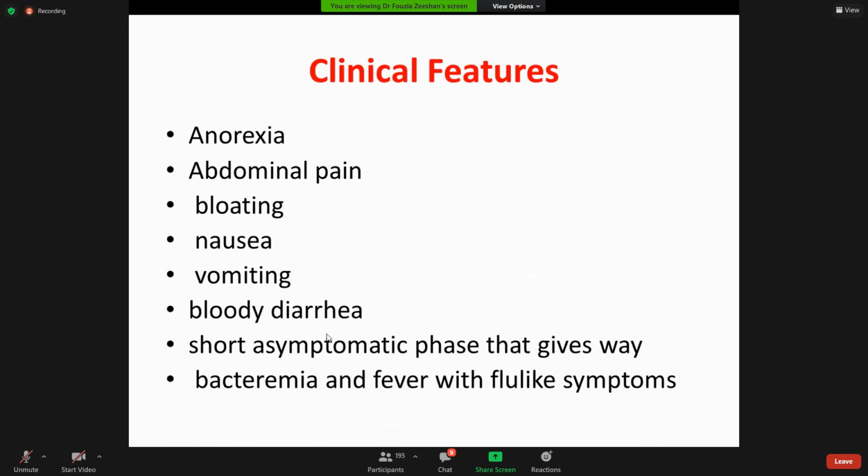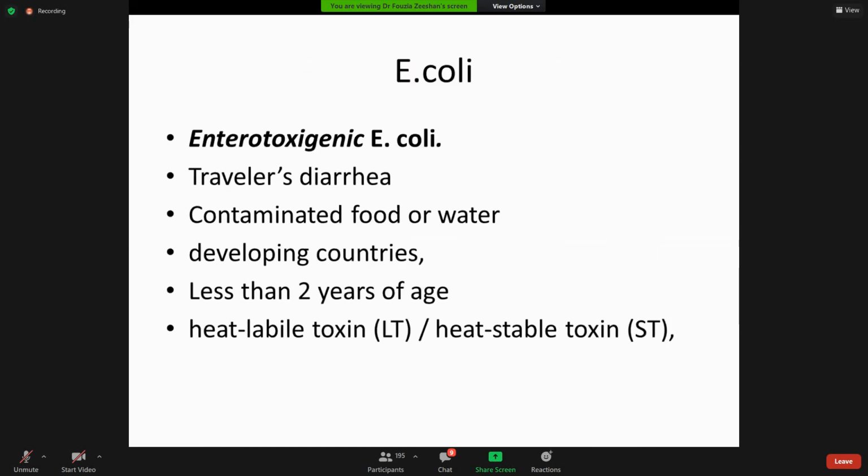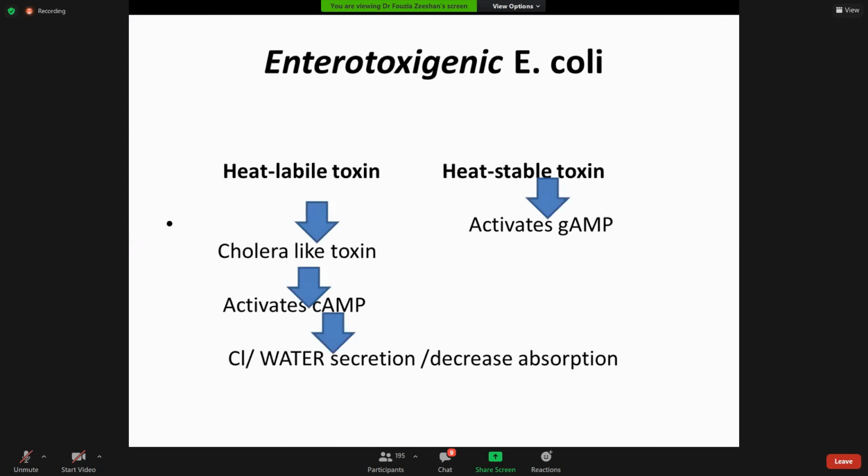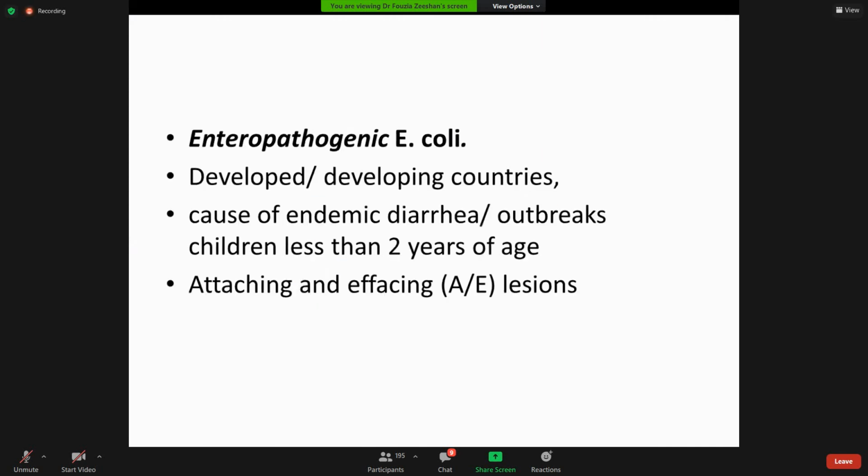Fever with flu-like symptoms. E. coli: enterotoxigenic E. coli is associated with traveler's diarrhea. That is very, very important. Usually we have enterotoxigenic E. coli in adults. It is associated with contaminated food and is more common in children less than 2 years of age. It has two toxins, heat labile and heat stable. Enteropathogenic E. coli is found in developed and developing countries, and outbreaks are more common again in children less than 2 years of age.